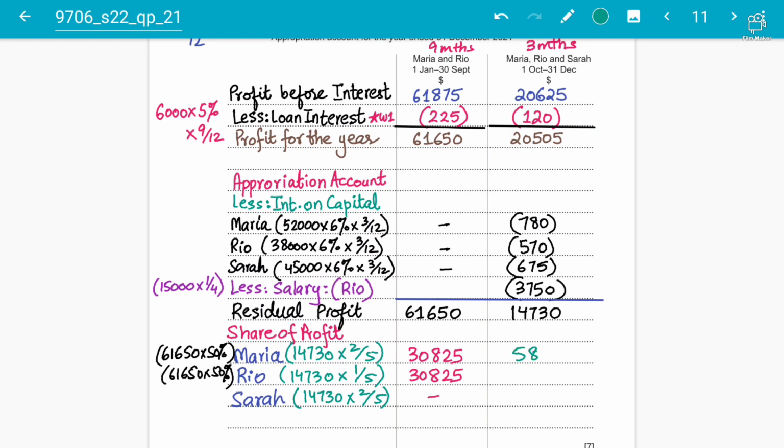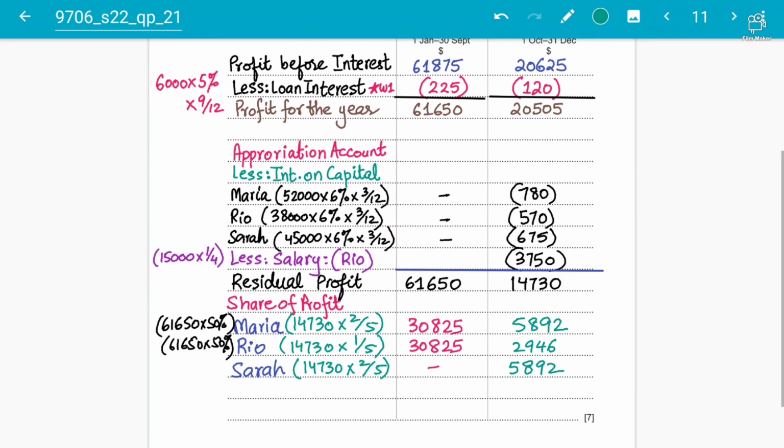It's coming as 5892 for Maria and Sarah, 5892 each, and for Ria it's going to be the 1 upon 5 only, and that is going to be 2946. Okay, so this is how the profit is distributed.